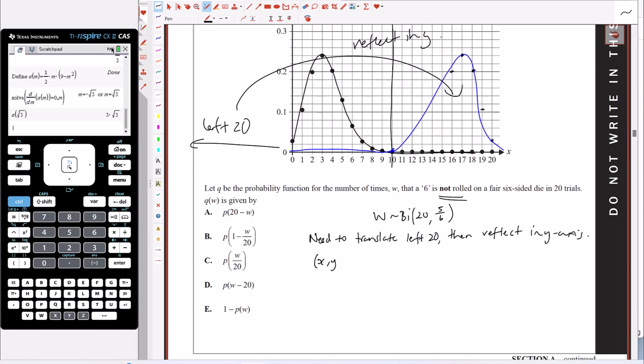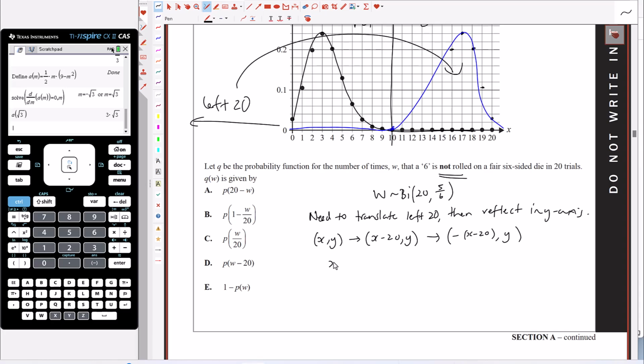So if we take a point (x, y) and we first translate it to the left by 20, that's what happens to it. And then we reflect it in the y-axis. We take this whole x coordinate and multiply it by -1. So we get negative x minus 20. Okay, so we know x dash is negative x minus 20, and we know y dash is just y. And so rearranging this, x is going to be negative x dash plus 20, and y is just y dash.